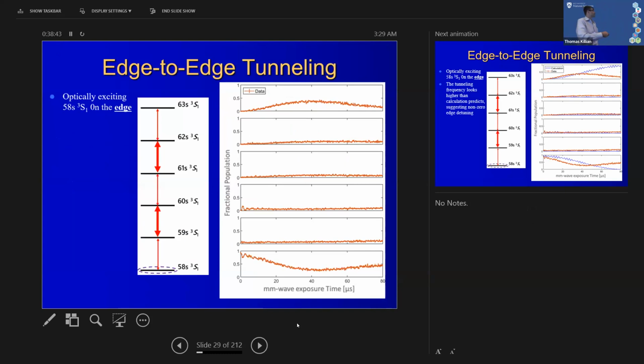What happens if we put the atom in the edge state to start with? So we excite to 58S, and then we turn on the millimeter waves. And so again, here's the 58 population, 59, 60, 61, 62, 63. So we start off with population highly localized on this edge state. And as time evolves, you can see that what happens is you tunnel from edge state to edge state. So the population goes down on this lower edge and comes up on the upper, and very little population in the bulk state. So this is also what you expect.